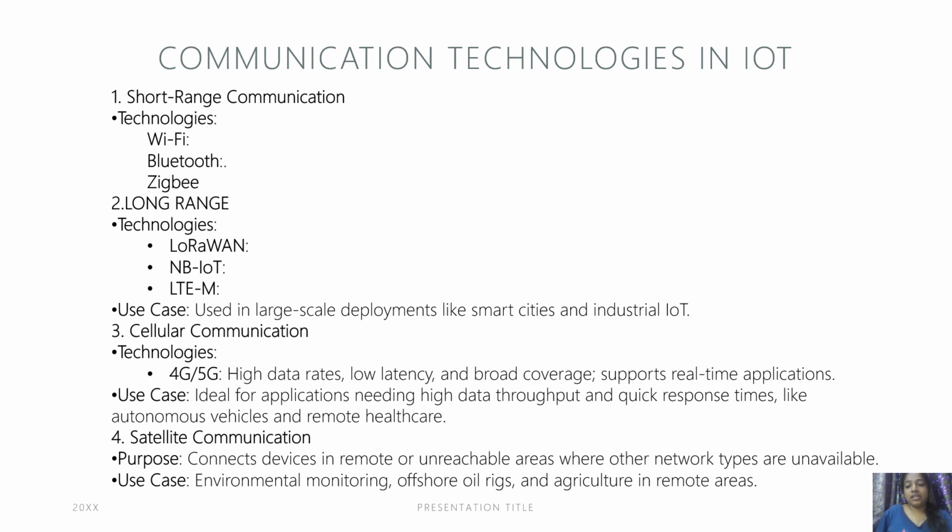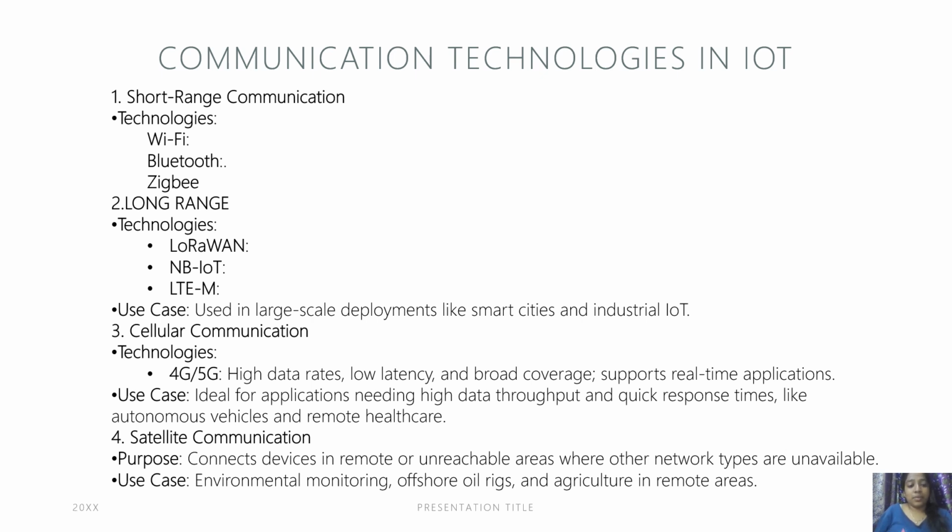Communication technologies in IoT. Short range communication, long range communication, cellular communication, satellite communication. The main four technologies are short range, long range, cellular, and satellite. In short range, examples are Wi-Fi, Bluetooth, Zigbee, where Wi-Fi is used for high-speed data transfer and Bluetooth and Zigbee are for low power, and are commonly used for personal devices and wearable devices.